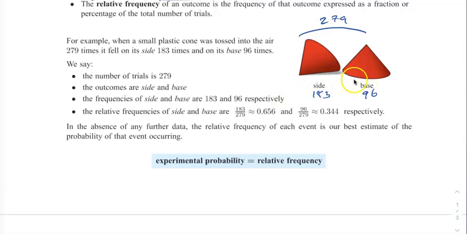The frequencies are given. If I wanted the relative frequency, I'm just going to divide these by the total number. So relative frequency for landing on its side is 183 over 279, which is about 66%. And the relative frequency of falling on its base is 96 over 279. And you can see there, that's also just the probability. Experimental probability is just the relative frequency, right? So if I ask, based on the experiment, what are the odds it's going to fall on its side? You would say about 66%. What's the odds it's falling on the base? About 34%. And you add those two up, you get 100%.